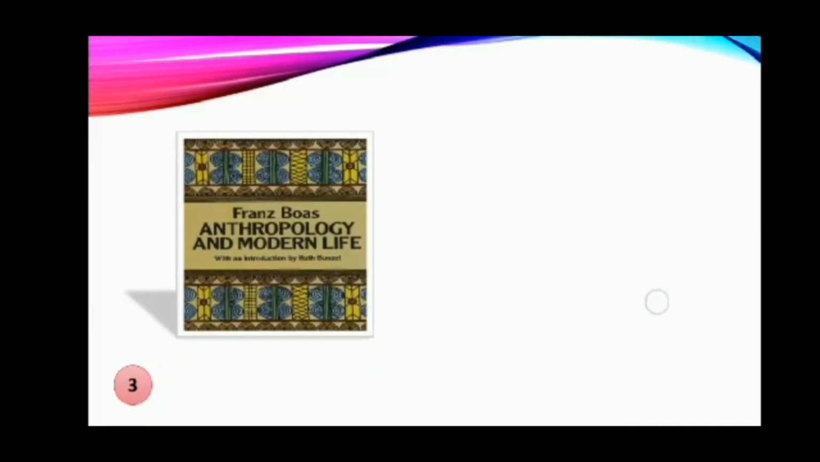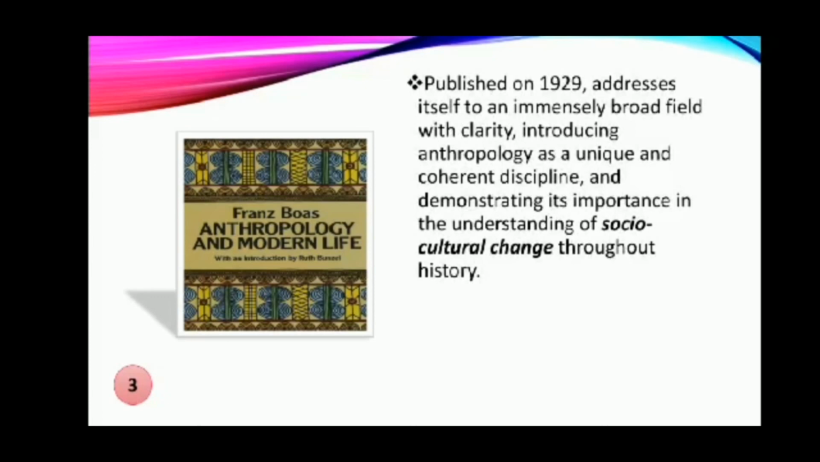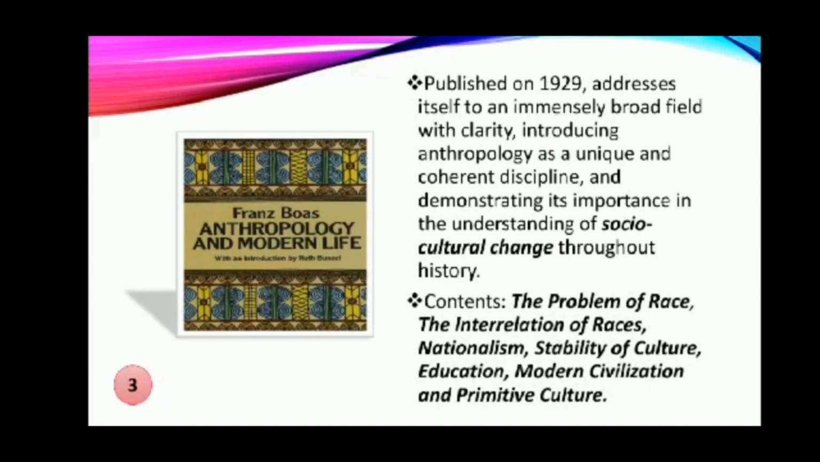Modern Anthropology and Modern Life, published in 1929, addresses itself to an immensely broad field with clarity, introducing anthropology as a unique and coherent discipline, and demonstrating its importance in understanding social and cultural change throughout history. The contents: modern life, the problem of race, the interrelation of races, nationalism, instability of culture, education, modern civilization, and primitive culture.